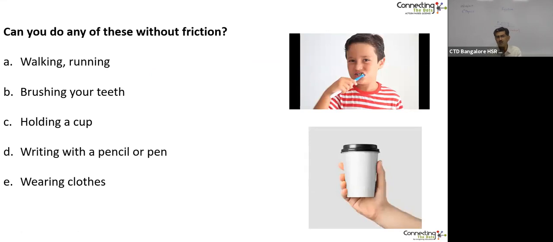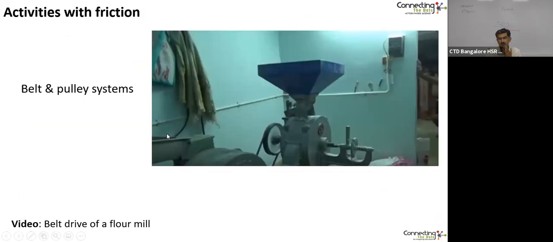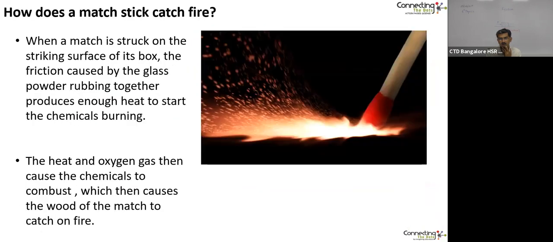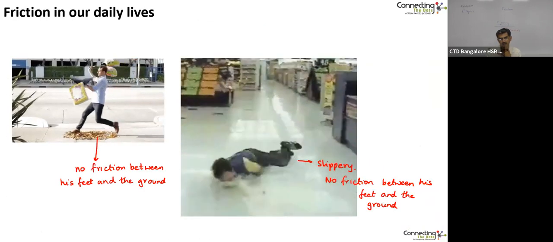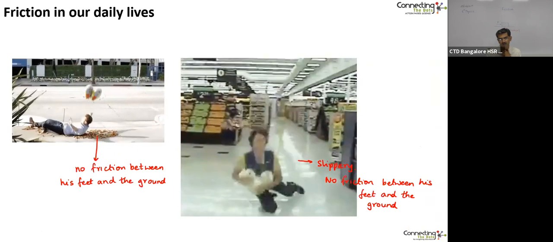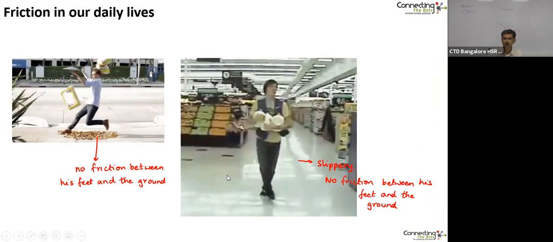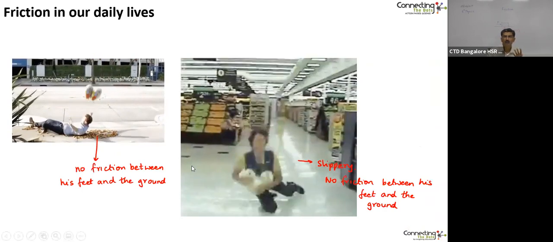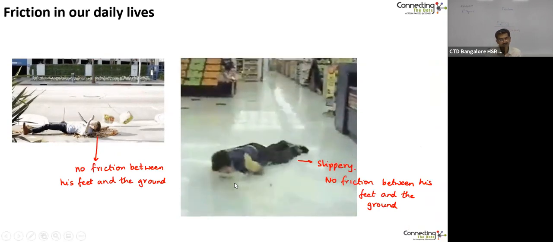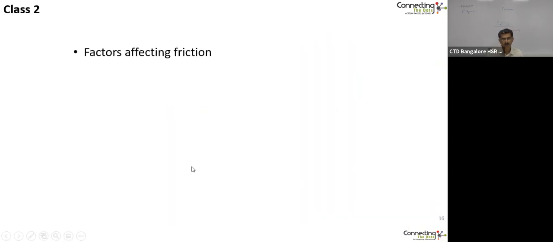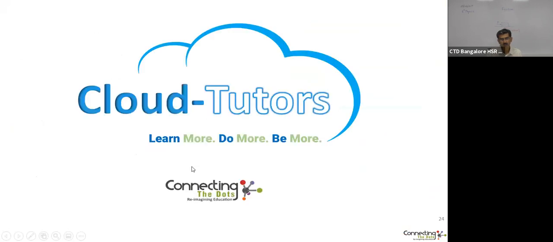Can you do any of these without friction? Just think about it. Walking. You would not be able to walk without friction. Just remember what happens in some of these situations. Take a look at what happened, for example, here. You remember seeing these pictures. So what happened? The simple act of walking is not possible if there is no friction between our feet and the ground. Okay?